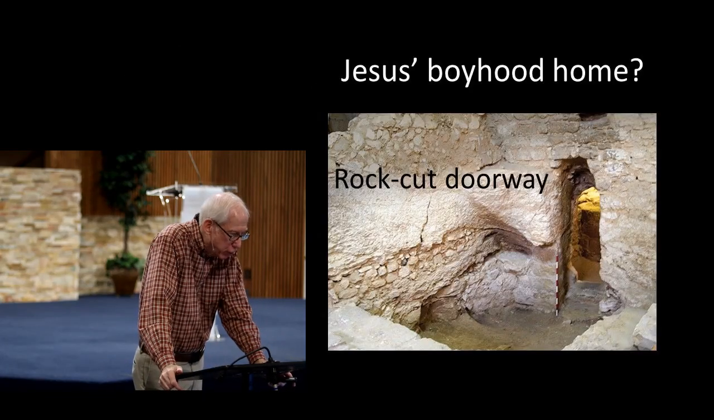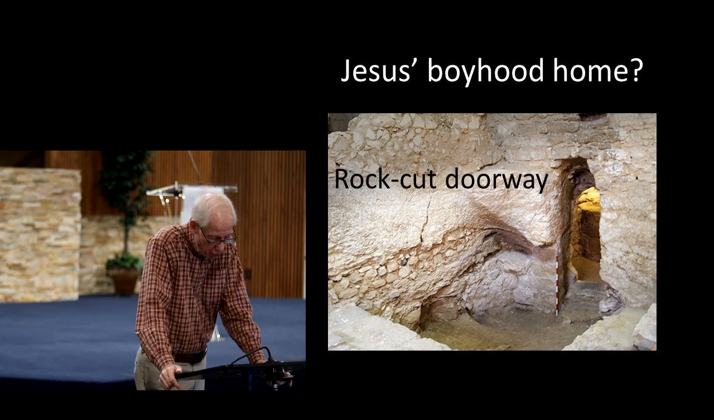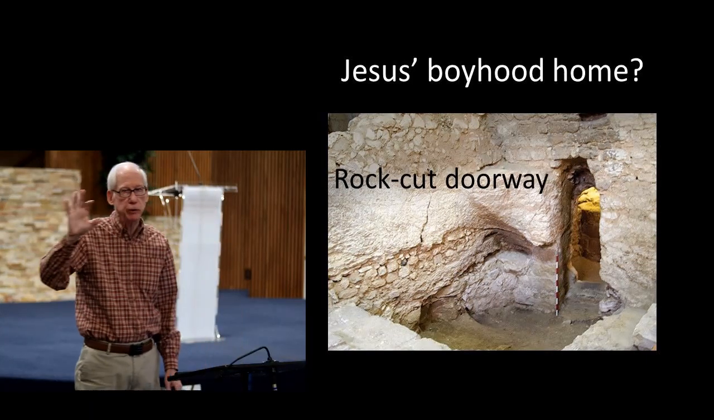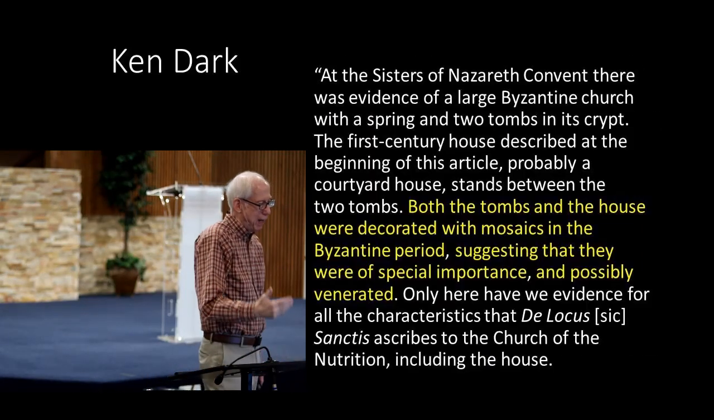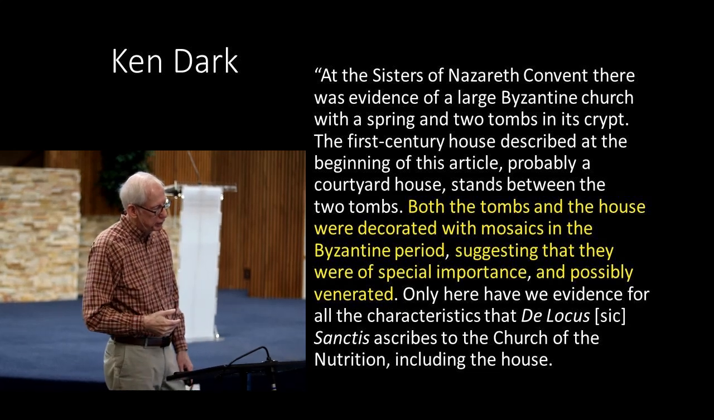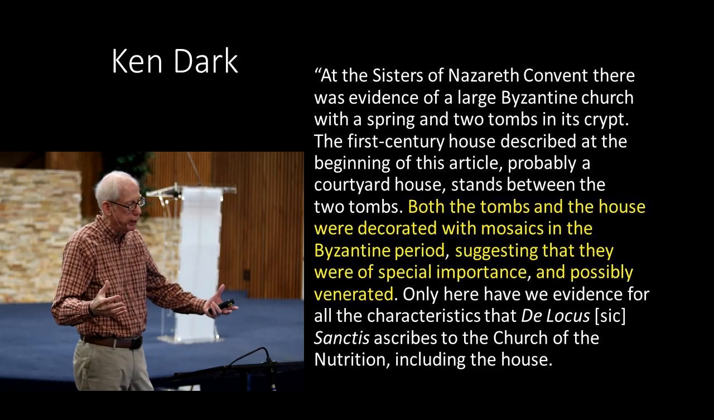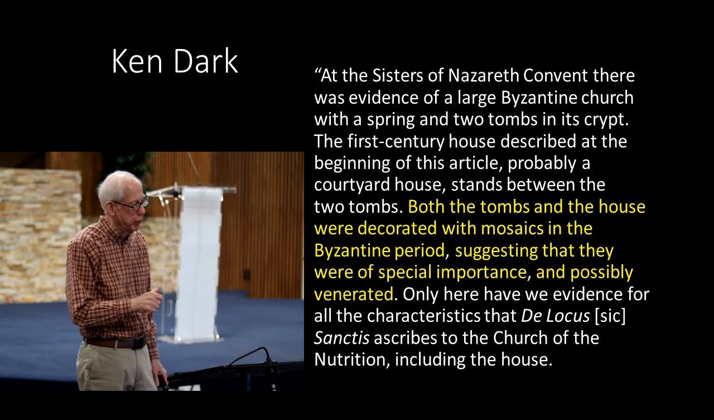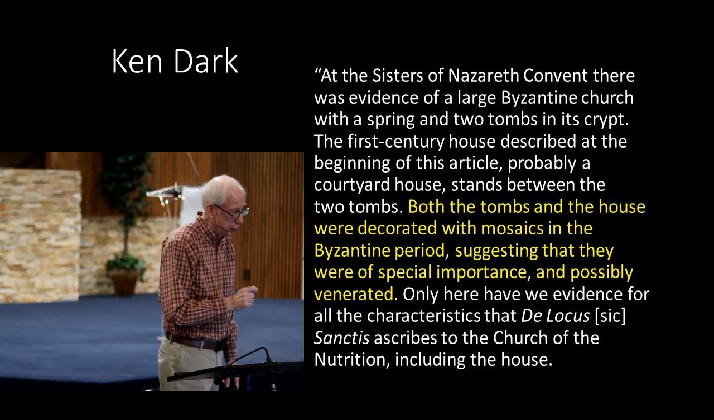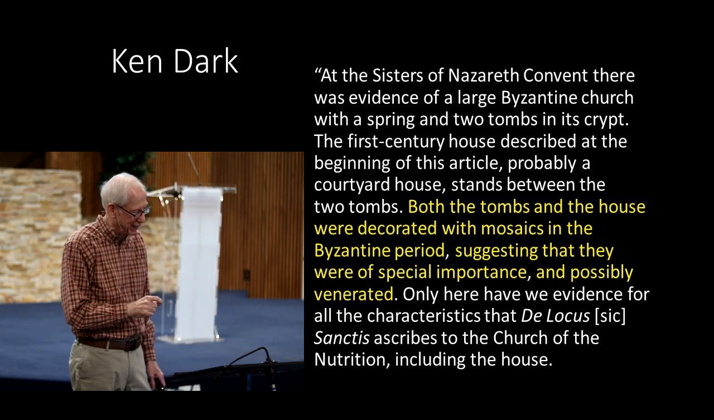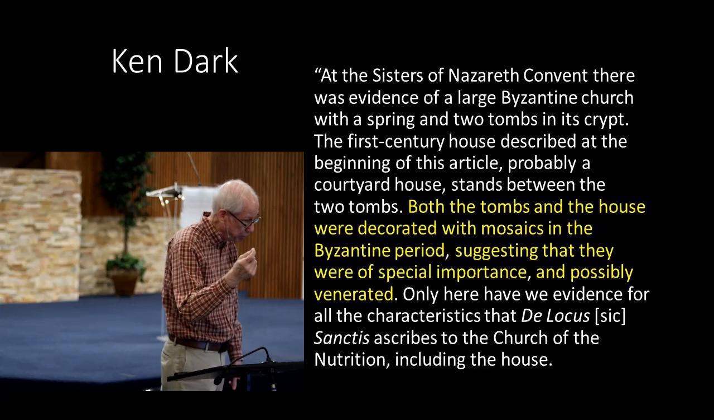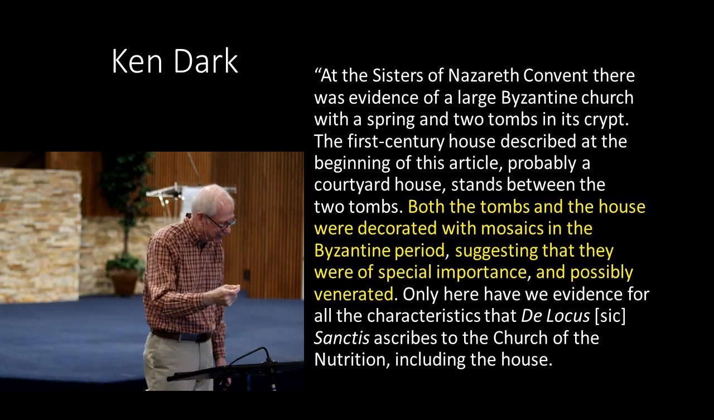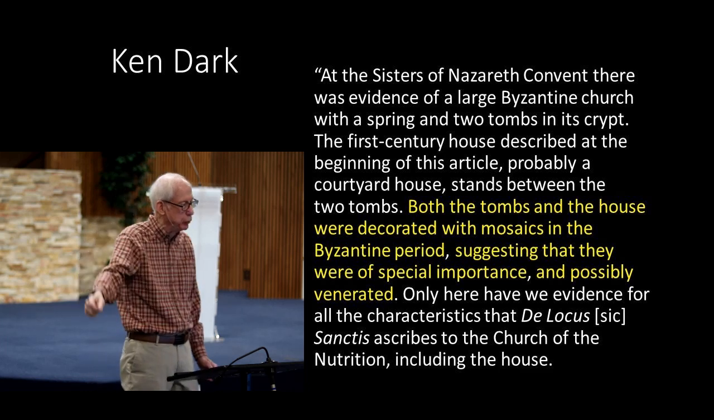And here is the rock-cut doorway of that 1st century home. And Ken Dark says, in front of the doorway, a fragment of the original floor survives. And here's how he concludes his article in Biblical Archaeology Review. He says, at the Sisters of Nazareth Convent, there was evidence of a large Byzantine church with a spring and 2 tombs in its crypt. The 1st century house described at the beginning of this article, probably a courtyard house, stands between the 2 tombs. Both the tombs and the house were decorated with mosaics in the Byzantine period, suggesting that they were of special importance and possibly venerated. Only here have we evidence for all the characteristics that De Locis Sanctis ascribes to the Church of the Nutrition, including the house.